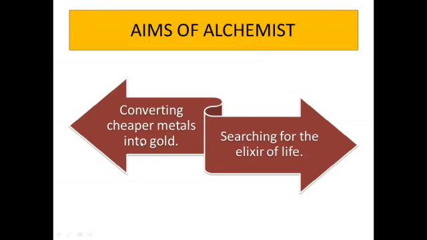Gold has been greatly valued by human beings ever since it was discovered. So alchemists made attempts to convert base metals, cheaper metals like iron and copper, into gold. They tried for centuries and some people claim that they had succeeded. But later on, all the claims were proved false and the alchemists failed.